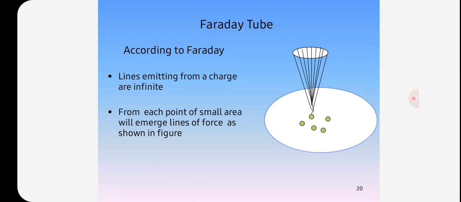According to Faraday, lines emitting from a charge are infinite. From each point of a small area will emerge lines of force, as shown in the figure.